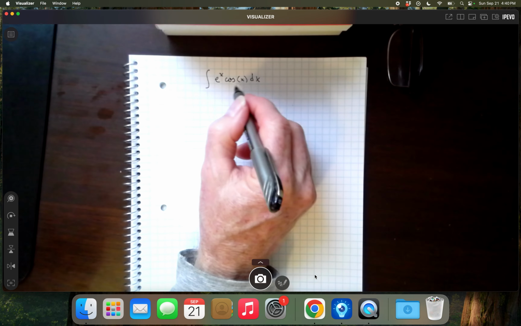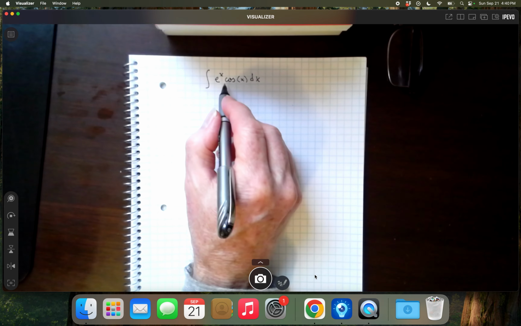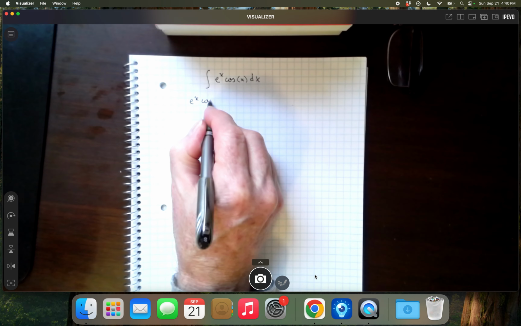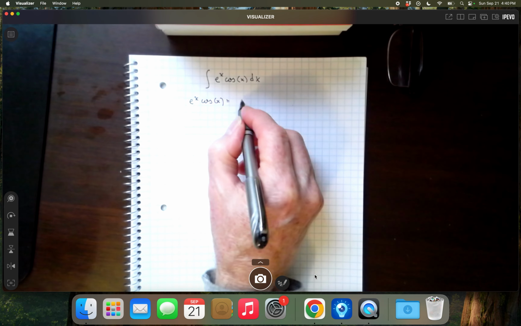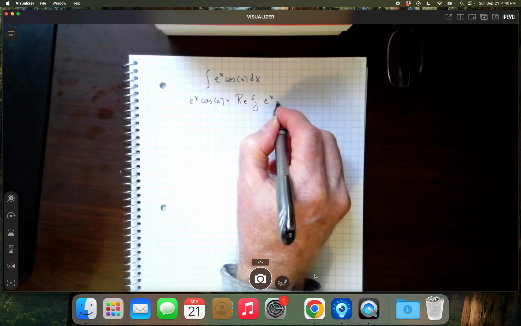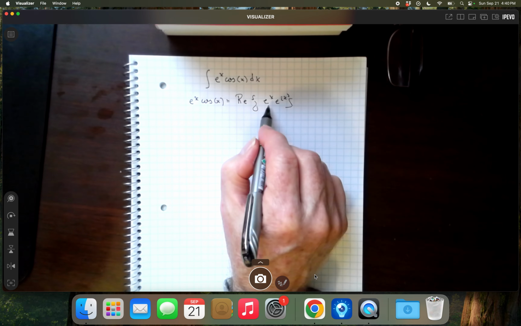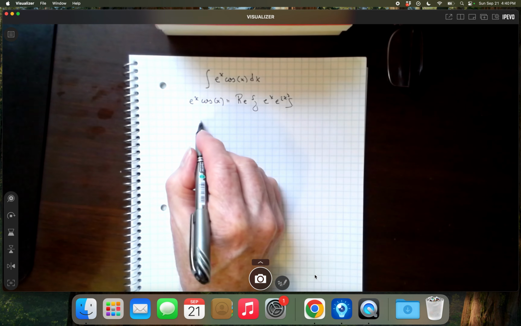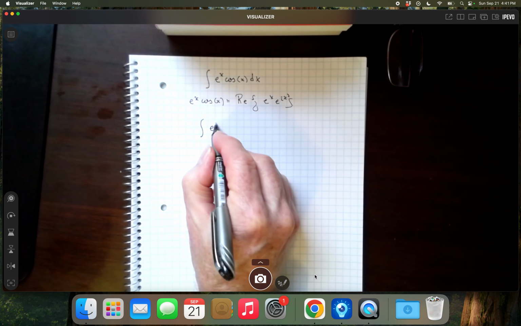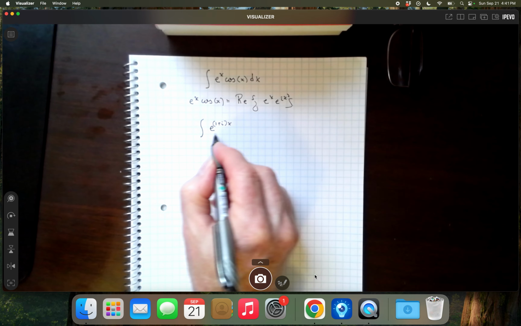Let's complexify this function and see how easy it is to integrate. So to complexify e to the x cosine of x, that's the real part of e to the x times e to the ix. And so what I'm going to do is integrate this instead, and then take the real part. So e to the x times e to the ix, that's going to be e to the (1 plus i)x dx.